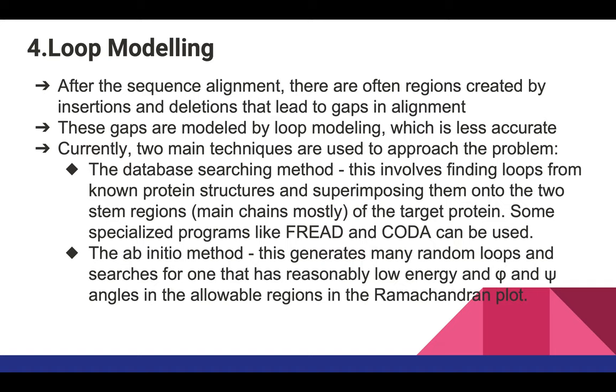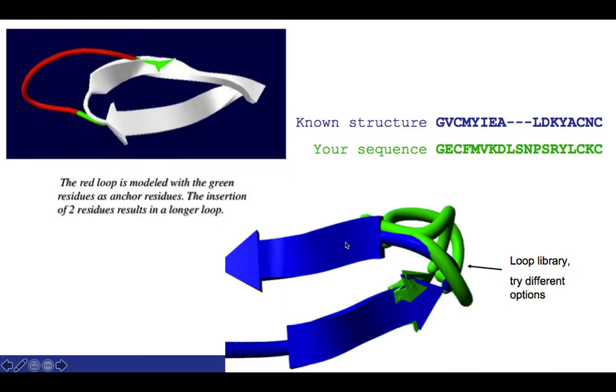The second one is the ab initio method. So another Latin word for you. This would generate many random loops and search for one that has reasonably low energy, and of course has all the psi and omega angles in the allowable region of the Ramachandran plot. More or less this is being represented as such. They try to find, or theorize, where the loop could be, because as I was saying earlier in this video, sometimes a loop could be good, it could provide a chance for docking or for interaction.